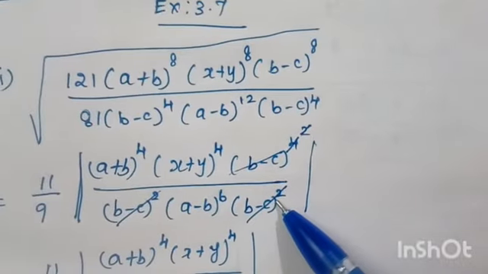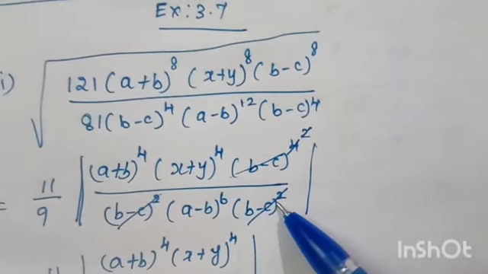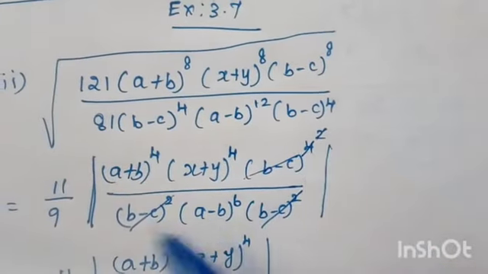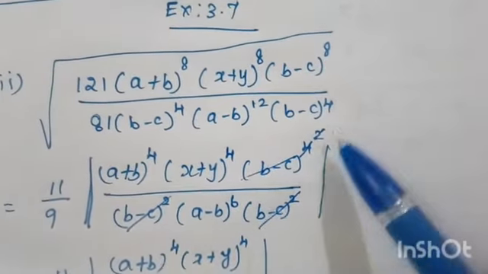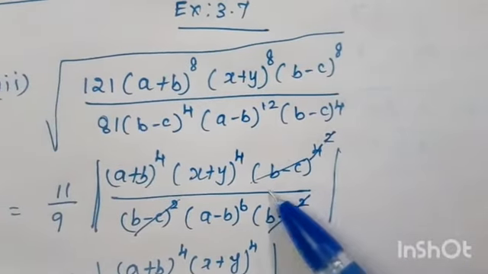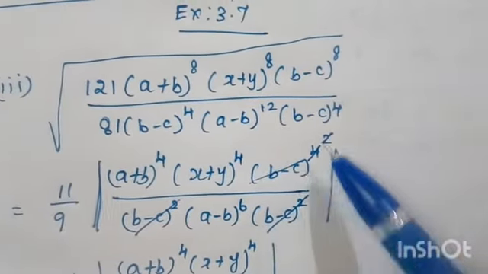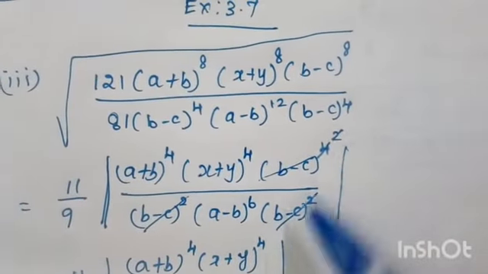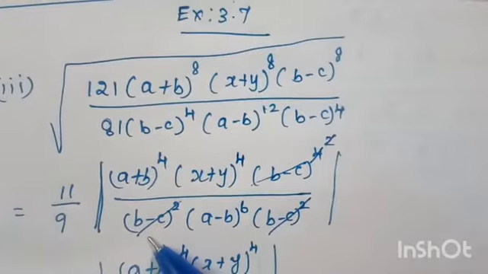Now, any terms that can be cancelled, you have to cancel. There is power 4 for b minus c whole square. First you cancel 2, then again you have to cancel fully. So that is b minus c whole power 4. That means b minus c whole square and b minus c whole square cancel. These two terms are cancelled.